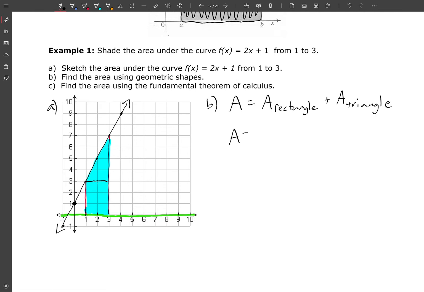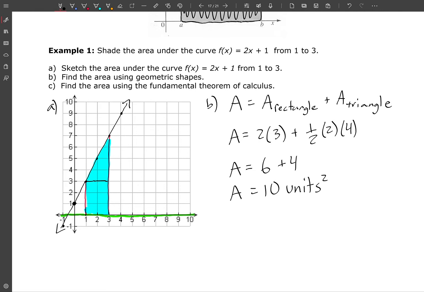So the area of the rectangle: if we look at this rectangle, it's 2 by 3. So it's going to be 2 times 3, length times width, plus the area of the triangle. That's going to be 1/2 times the base, which is 2, times its height, which is 4. That's just the area of a triangle. Hopefully you know that formula at this point. And 2 times 3 is 6, and 1/2 times 2 times 4 is 4. So the total area is 10 square units. All right, so that was using geometric shapes.